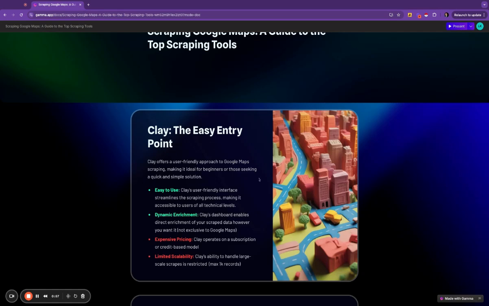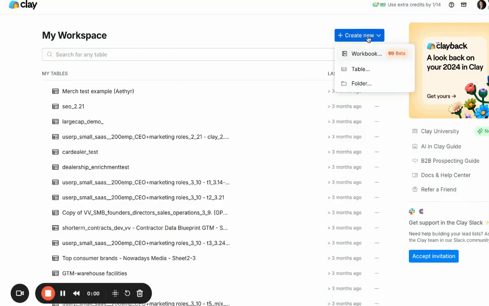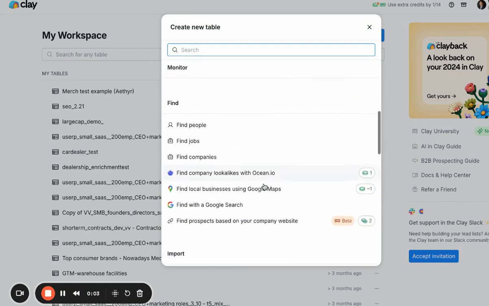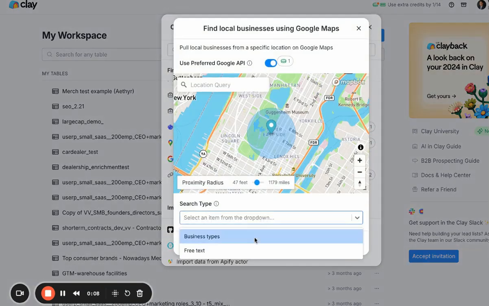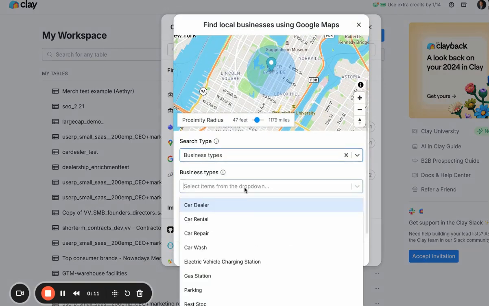To start here, we have Clay, which you're very likely familiar with. It's one of the biggest enrichment tools out there, at least one of the most broadly robust enrichment tools out there. So you can do a lot of different things. It has a lot of different functionality, so it's not exclusive to Google Maps. You can scrape a lot of different stuff, but Google Maps is one of their features.